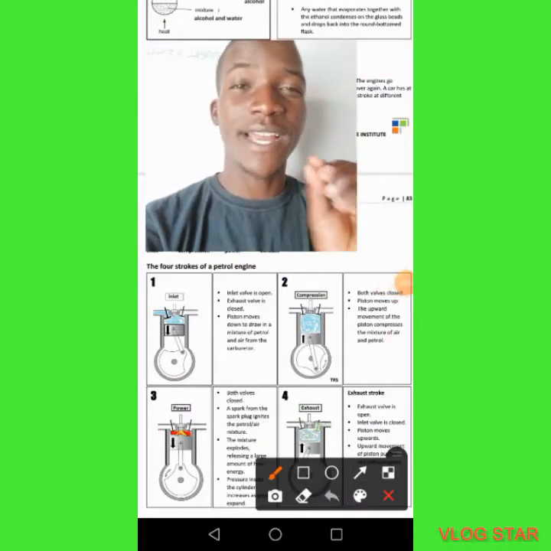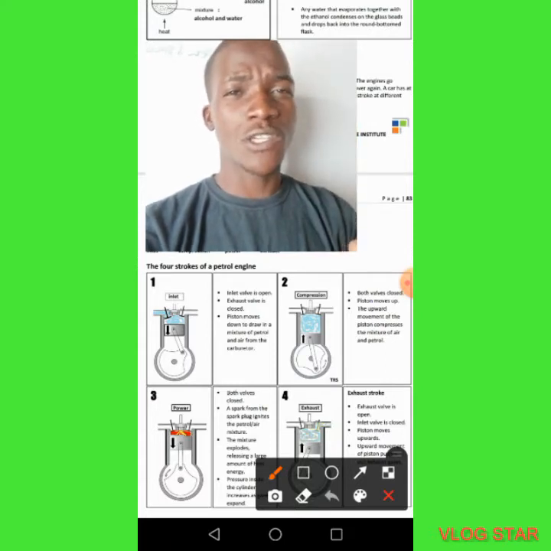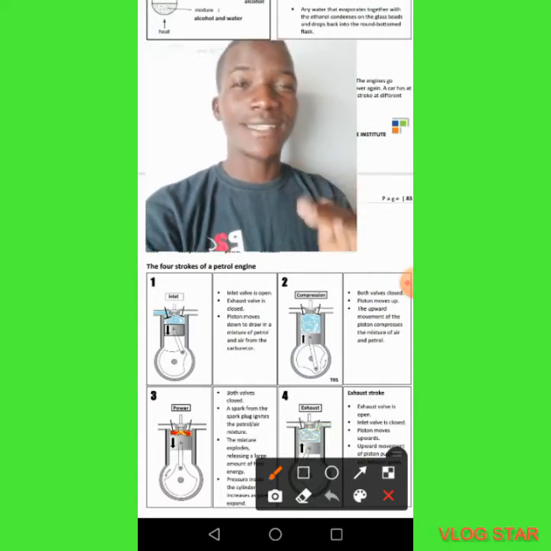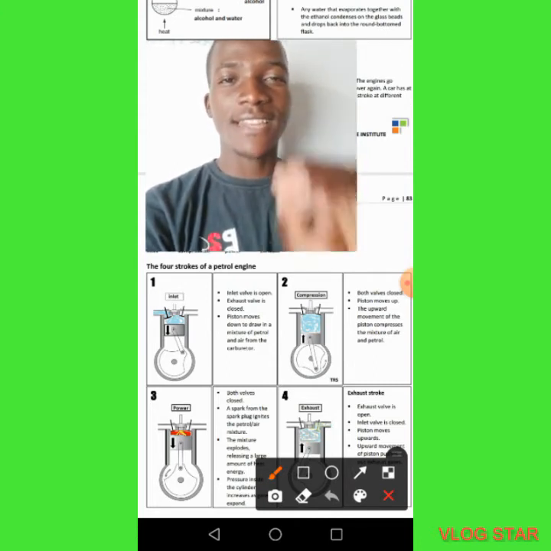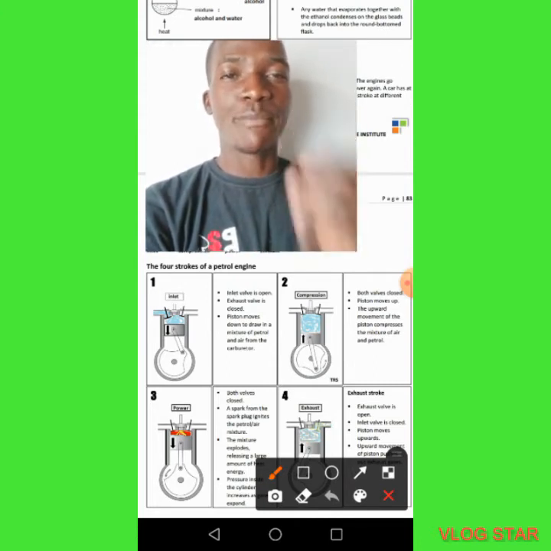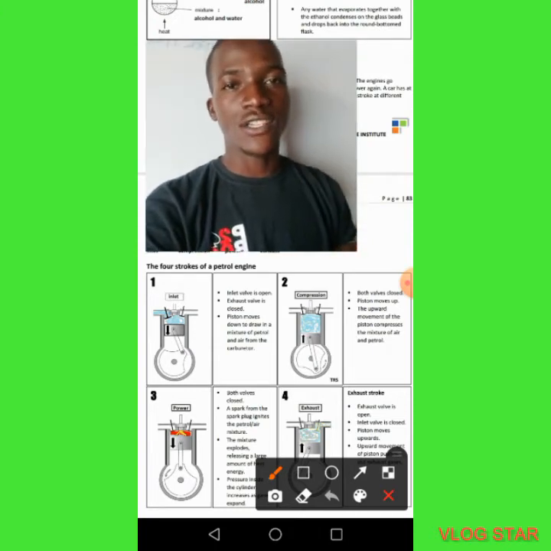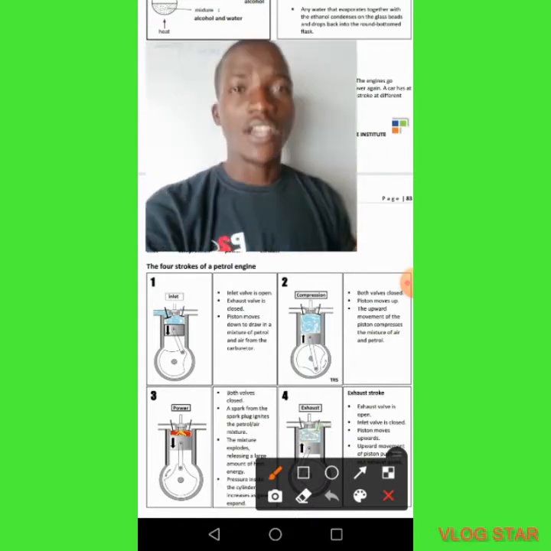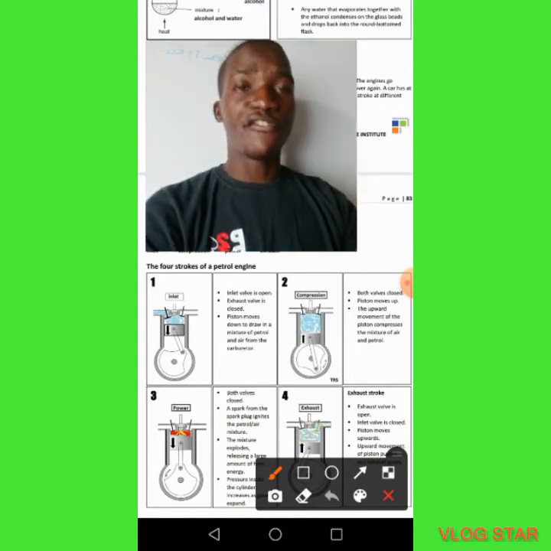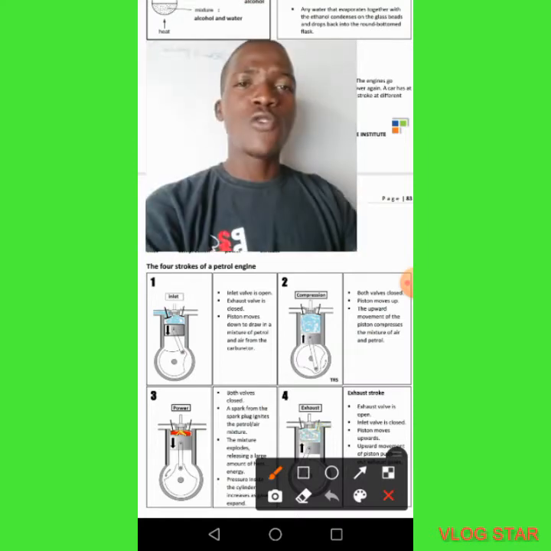My name is Marashanye, and today we want to talk about fuels. I'm going to define what the term fuel means. A fuel is anything that can burn in the presence of oxygen to release heat energy. That is a fuel.